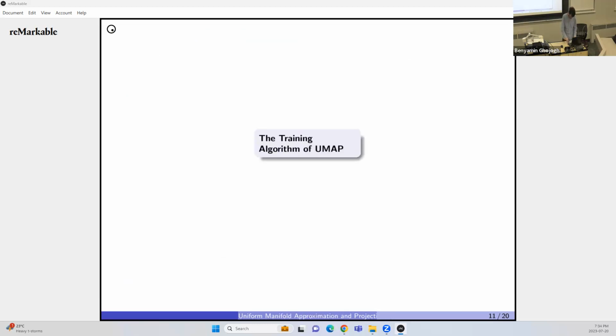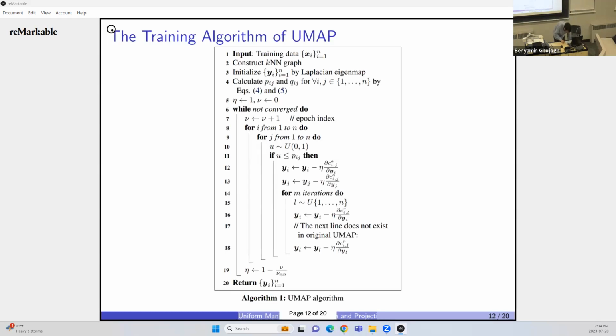Training algorithm of UMAP. So here is the UMAP algorithm. We have input training data x1 to xn. We construct a k-nearest neighbor graph in the input space. We initialize the embeddings y1 to yn by Laplacian eigenmap. Because it's an iterative optimization, we have to initialize the embedding points.